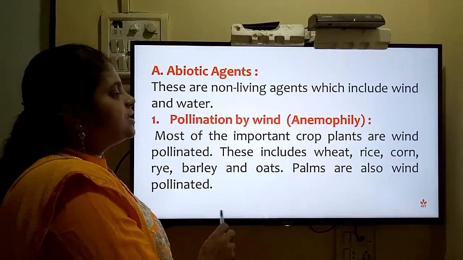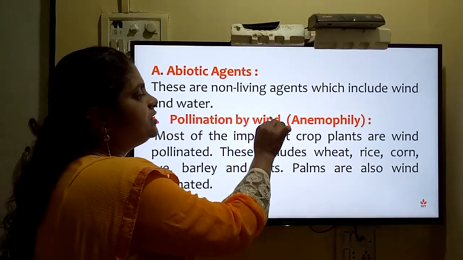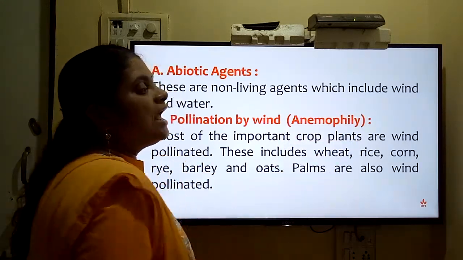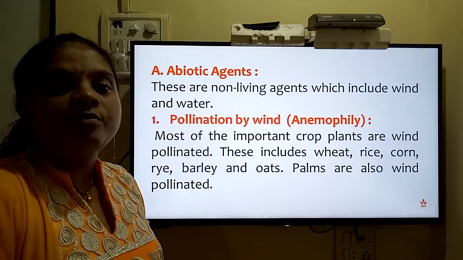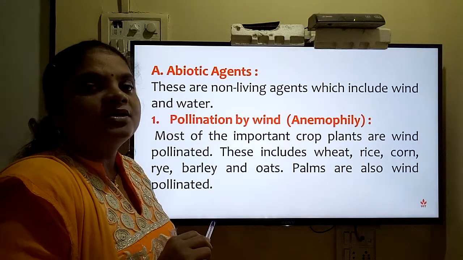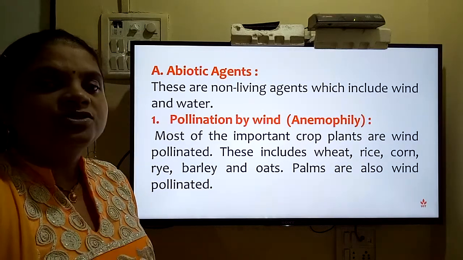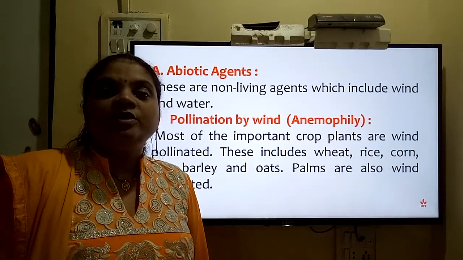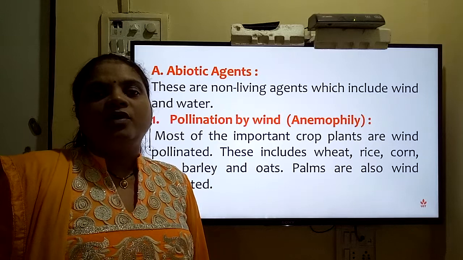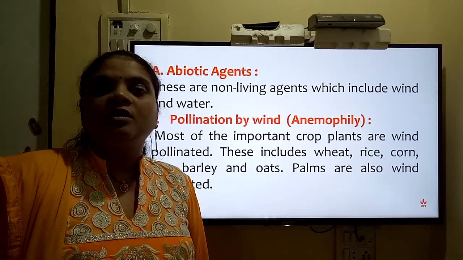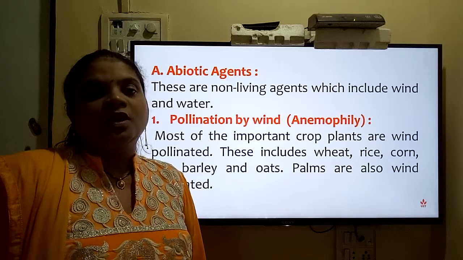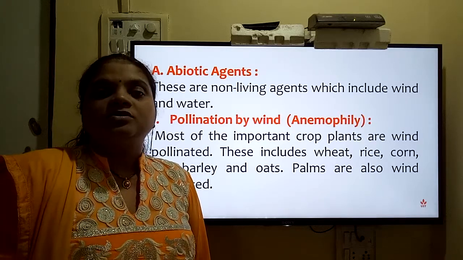First we will study pollination by wind, which is also called anemophily. Anemophily is the phenomenon of wind pollination. The plant which prefers wind pollination, that plant or flower is called an anemophilous plant or anemophilous flower. So these plants are what?